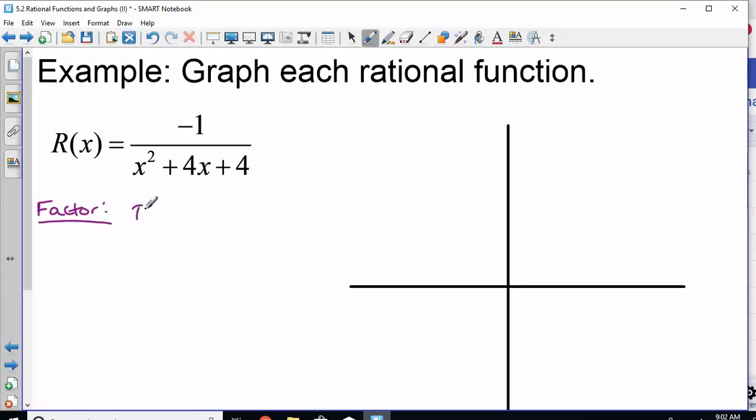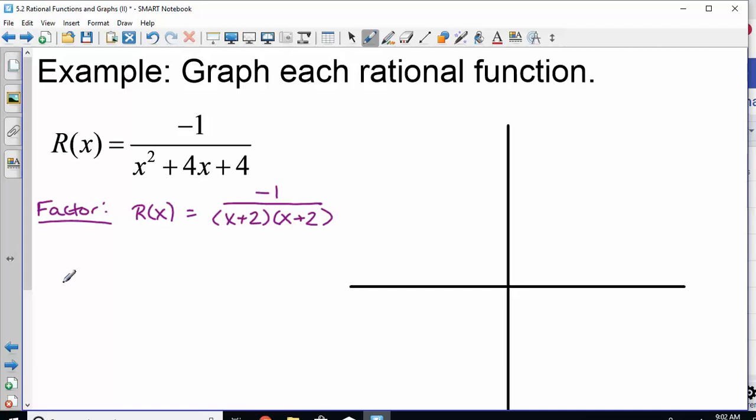So, -1, I can't factor that. The denominator, though, we could factor. X squared breaks into x. What multiplies to 4 and adds to 4? 2 and 2. You're welcome to write that as x plus 2 squared. It doesn't really matter, so I'm just going to leave it as I have it right now.